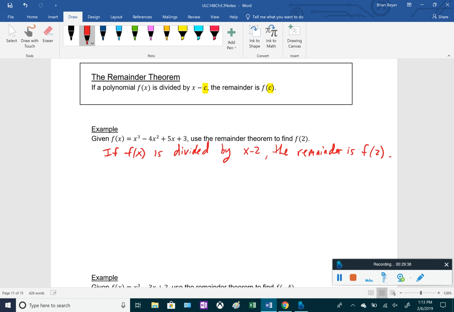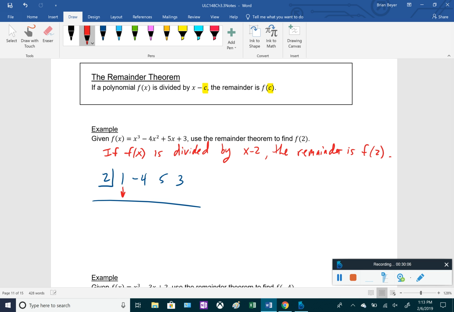Because that's what we're looking for, so that's why I did it that way. So what we're going to do is divide x cubed minus 4x squared plus 5x plus 3 by x minus 2 using synthetic division. If we do that, that means that 2 is what gets boxed in. Now the coefficients of the dividend are 1, -4, 5, and 3.